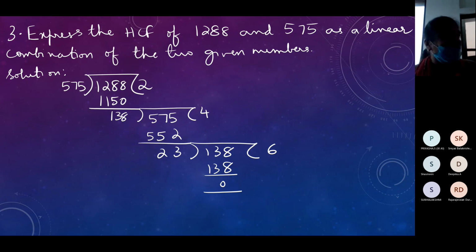This is how we find the HCF using Euclid's division lemma. The remainders are 138, 23, and 0. The last non-zero remainder, the last remainder but not 0, is 23. And that is the HCF of the two numbers. But what is the question here? You should express the HCF as a linear combination of the two numbers given. We'll see how to do that.